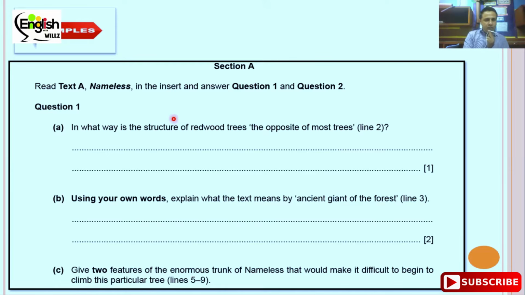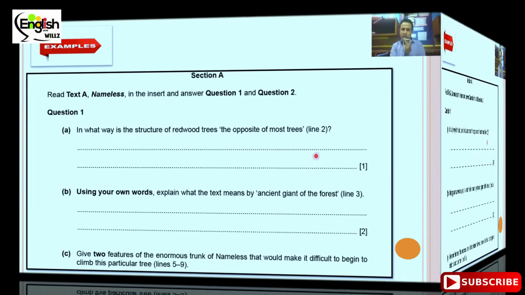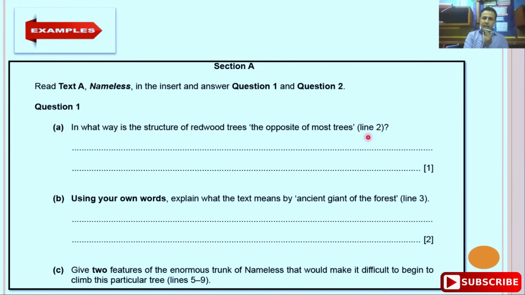You will be given one passage, and after reading the passage and the question, you find the answer from the passage. For example, read Text A, which is nameless, they haven't given any name so far, and the insert paper, question 1 and question 2. The question would be: in what way is the structure of redwood trees the opposite of most trees? It is a 1 mark question, taken from line 2.